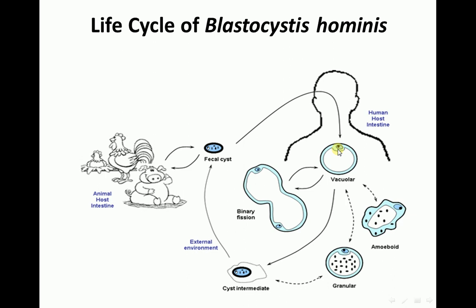The most common form of the trophozoite stage is the vacuolar form, as we said before, which consists of a large vacuole and peripheral cytoplasm with peripheral nuclei. The vacuolar form either multiplies by binary fission and gives another vacuolar form, or transforms to the amoeboid form, or transforms to the granular form, which contains granules, or converts to the cyst stage. The cyst stage is shed with the stool outside the body and completes its life cycle. As we said, this parasite has a trophozoite stage and a cyst stage.